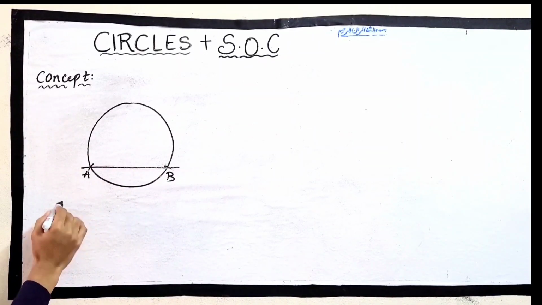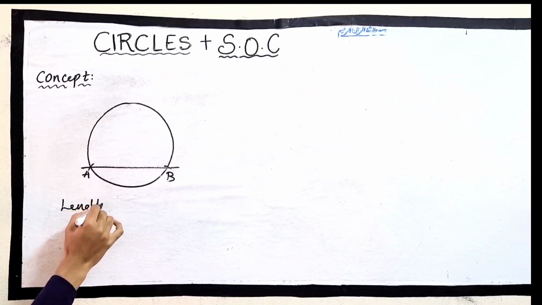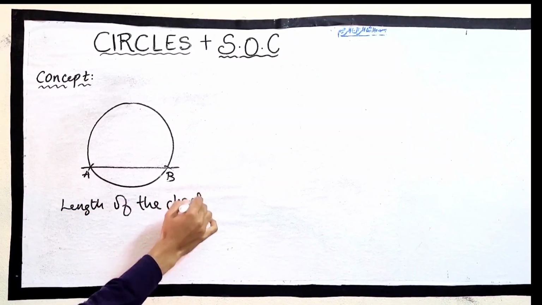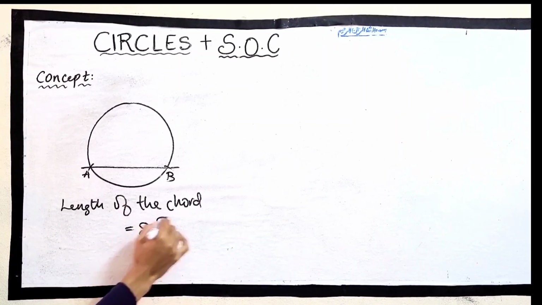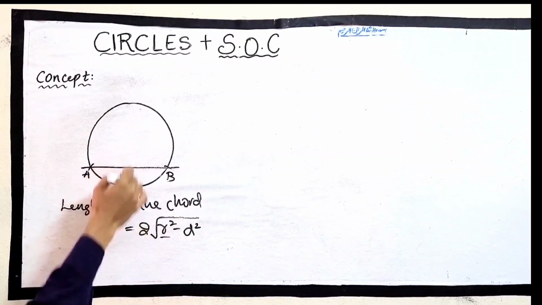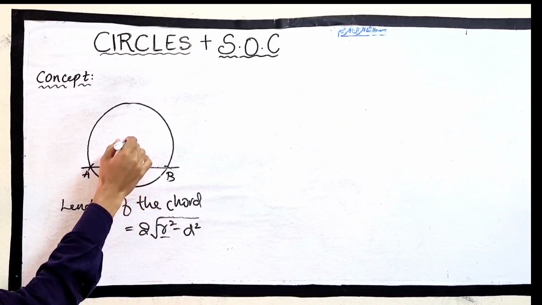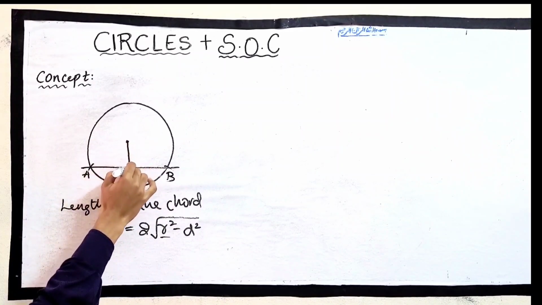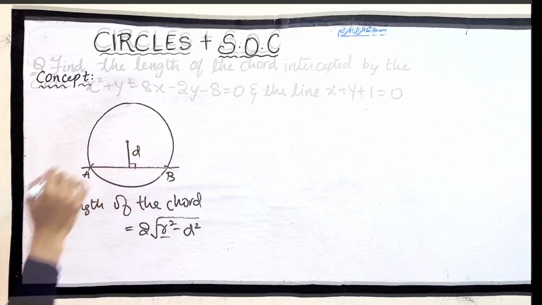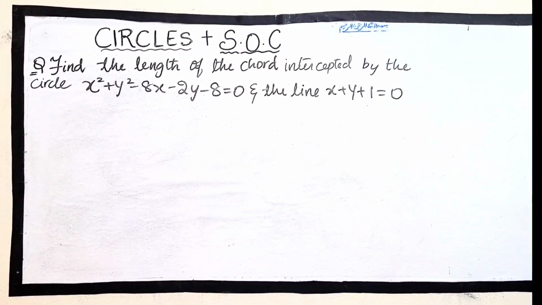What will it be asking? Length of the chord. So what is the formula for the length of the chord? The formula is 2 under root of r square minus d square, where r is the radius of the circle and d is the perpendicular distance from the center of the circle to the line.